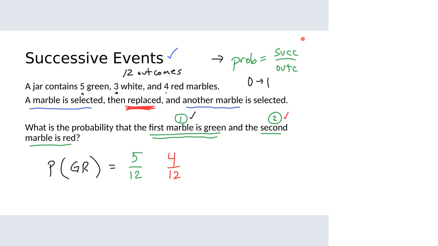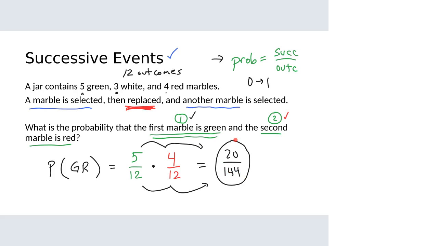All right, find the probability of the first event, find the probability of the second event, and then multiply those together. Just a reminder, multiplying fractions, we multiply the numerators together, multiply the denominators together, and we'll have 20 over 144.